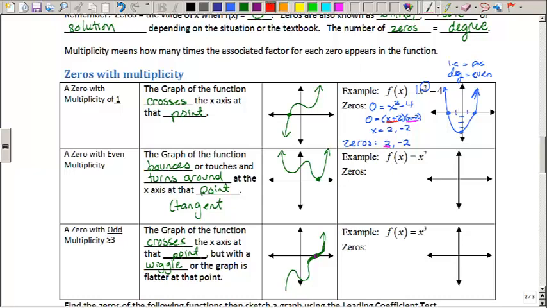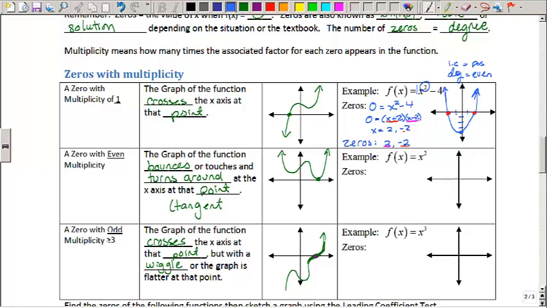One copy of x plus 2 gets me a 0 of negative 2. Just one copy of it. So we have a negative 2, 0, and notice the graph goes right through it. And we have a positive 2, 0, and the graph goes right through it. Because if you have a 0 with multiplicity 1, the graph just goes straight through the x-axis. Let's take a look at the second example.